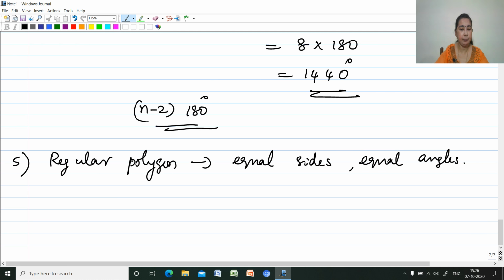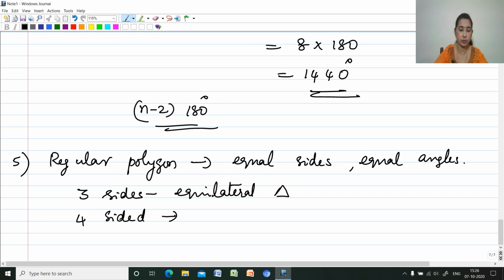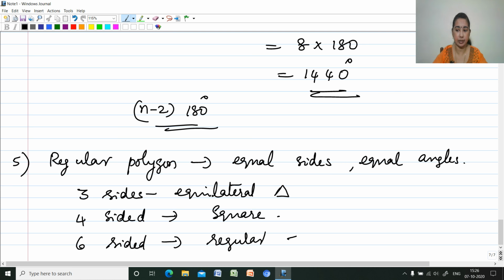If the regular polygon is a 3-sided figure, then what is the name of the regular polygon? It is an equilateral triangle. If it is a 4-sided figure, then the regular polygon is a square. If it is 6-sided, then it is a regular hexagon.